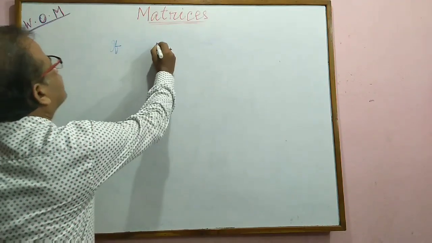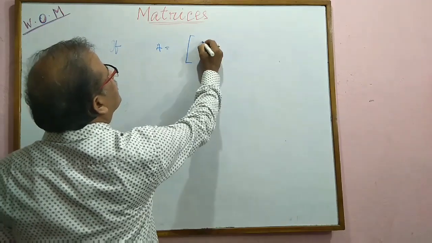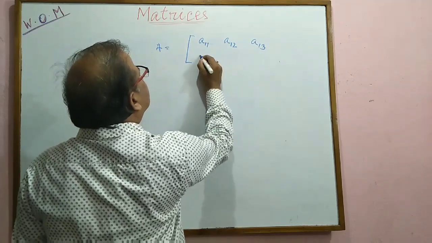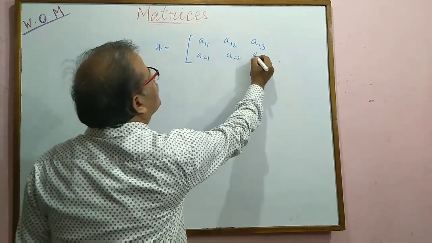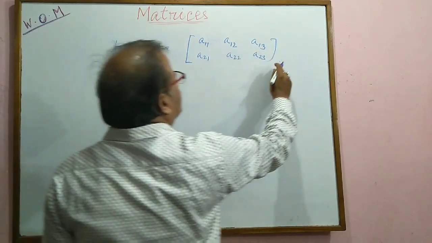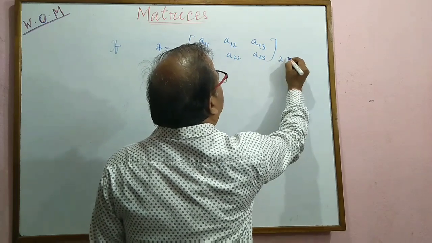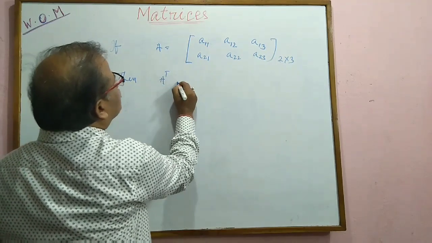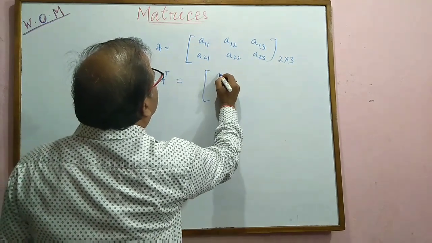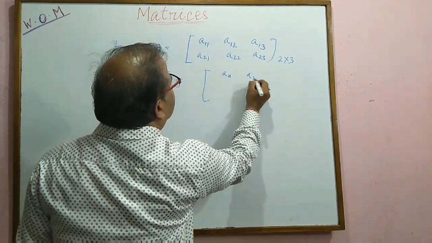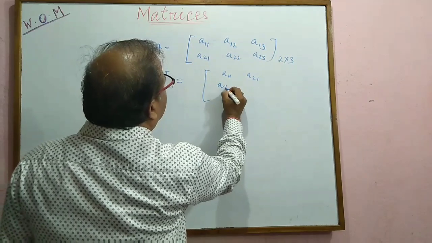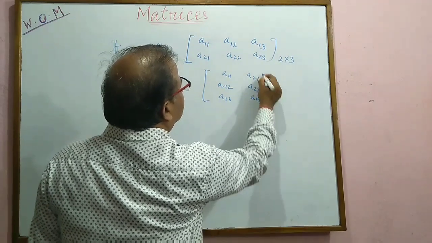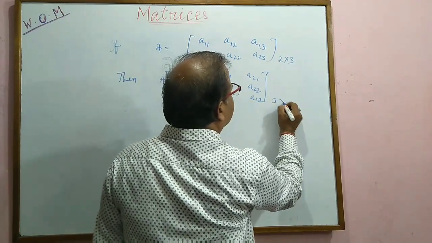If A = [a11, a12, a13; a21, a22, a23], which is a 2 by 3 matrix, then A transpose is equal to [a11, a21; a12, a22; a13, a23], which is a 3 by 2 matrix.